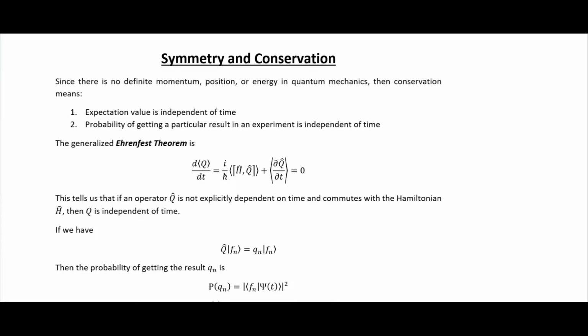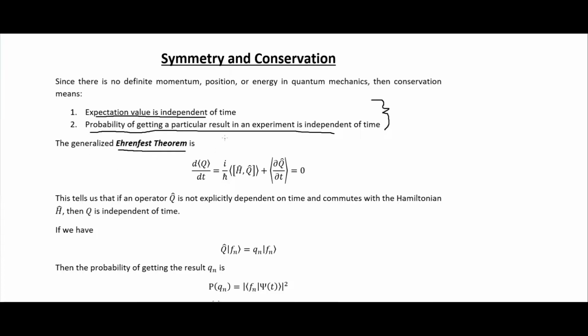All right, so since there is no definite momentum, position, or energy in quantum mechanics, conservation means that either the expectation value is independent of time or the probability of getting a particular result in an experiment is independent of time. In the most important ways, these two things are saying the same thing: the probabilities don't change over time. And so we'll be using what's called the Ehrenfest theorem here.